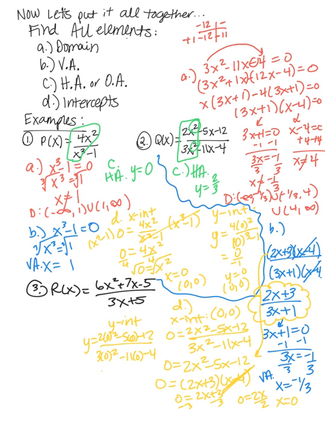So I'm going to end up with a negative 12 over a negative 4, which is going to give me 3. So I'd have (0, 3).